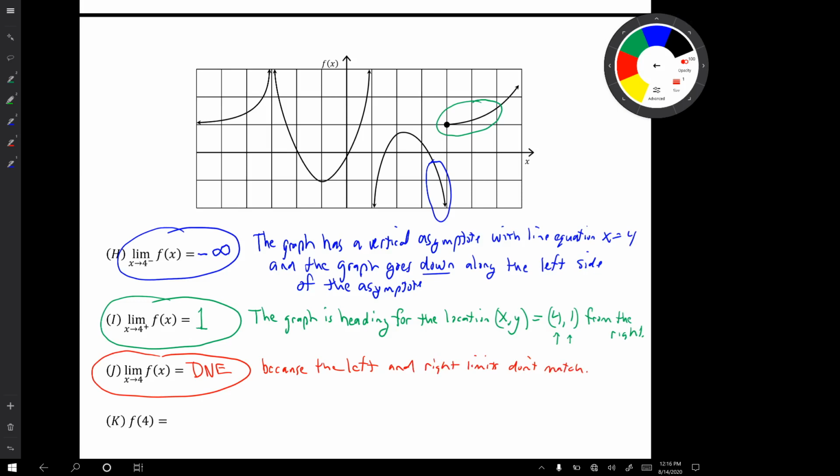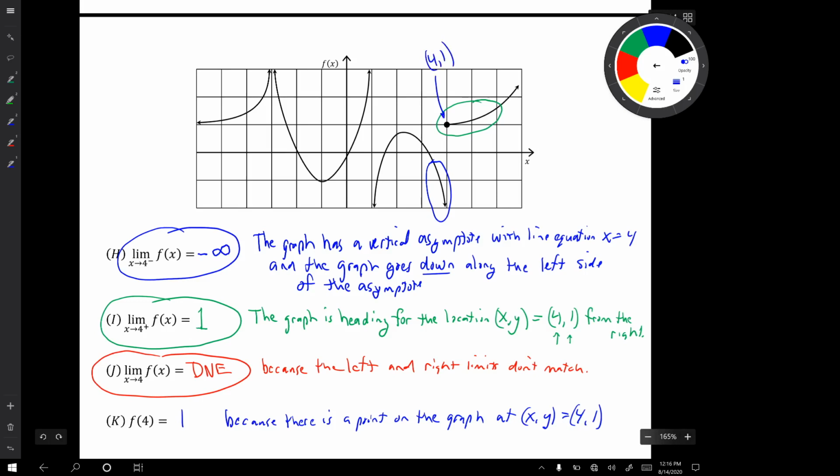And finally, question K, the value of f of 4 is the number 1. It's because there is a point on the graph at (4, 1). So notice that in this drawing around x equals 4, it sure looks like (4, 1) is an incredibly important point, and it is. That's the y value, y equals 1. But the limit does not exist.